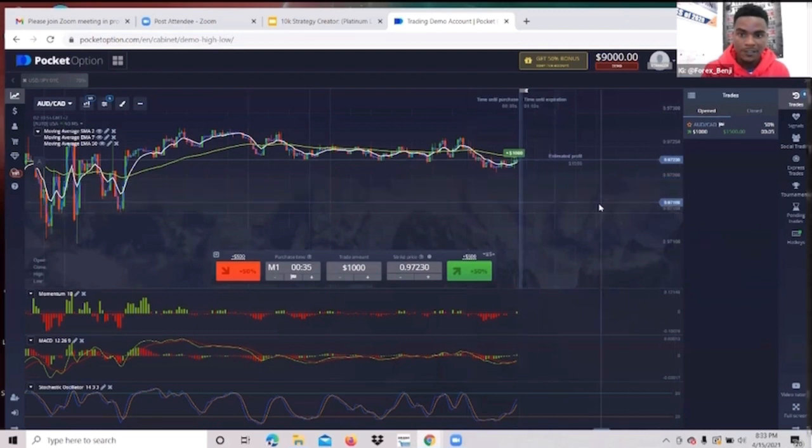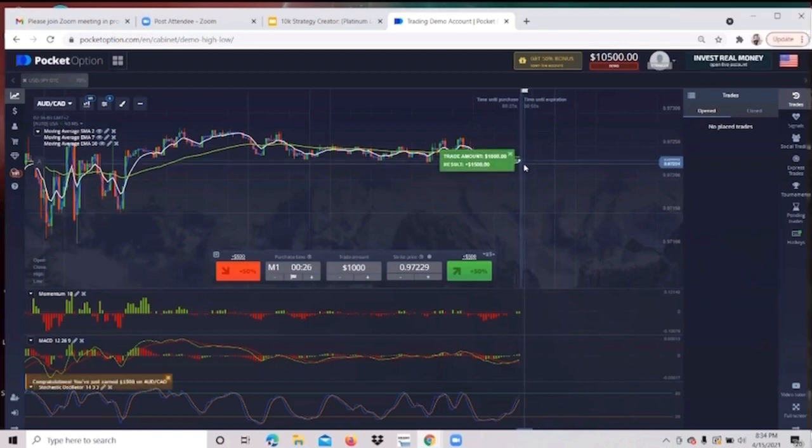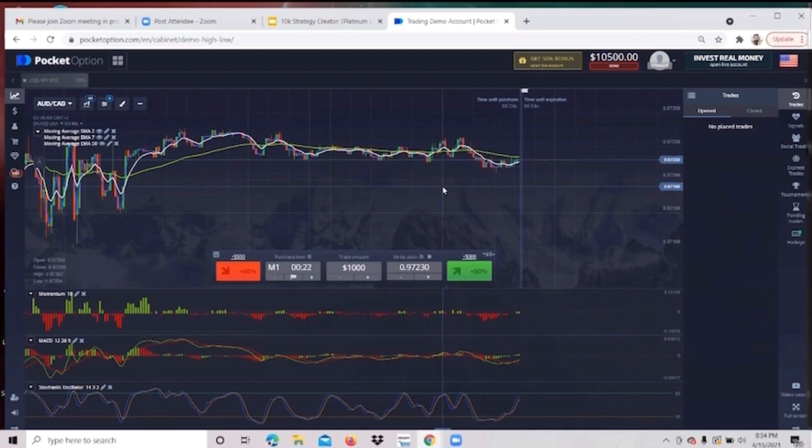Still in profit, 6 seconds left on the trade. 3, 2, 1, and cleared in 1 minute. Wow. Wait a minute, y'all. Did y'all see that?